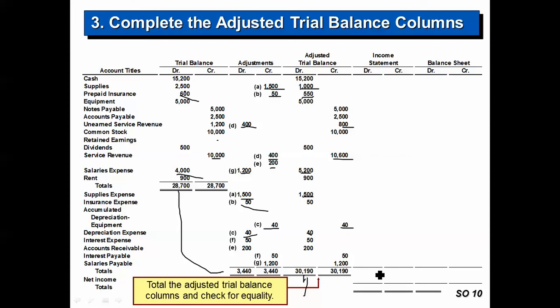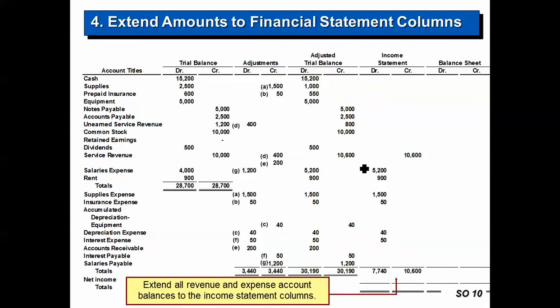And the first thing we do is move over all the income statement accounts, the revenue accounts and the expense accounts. And that's exactly what we do. Revenue in the adjusted trial balance is 10,006. We move it over here, 10,006. Salary expense, that's an expense in the adjusted trial balance of 5,200. We move it over here, 5,200. Rent, 900, 900. Supplies expense, now you don't go back to the trial balance or the adjustments. You simply take it from the adjusted trial balance.